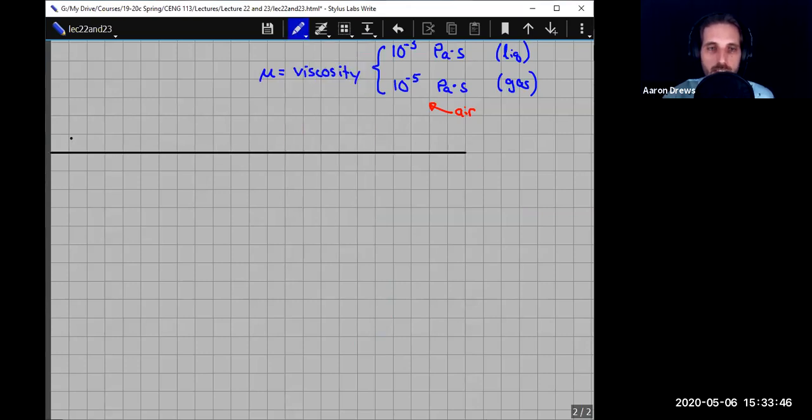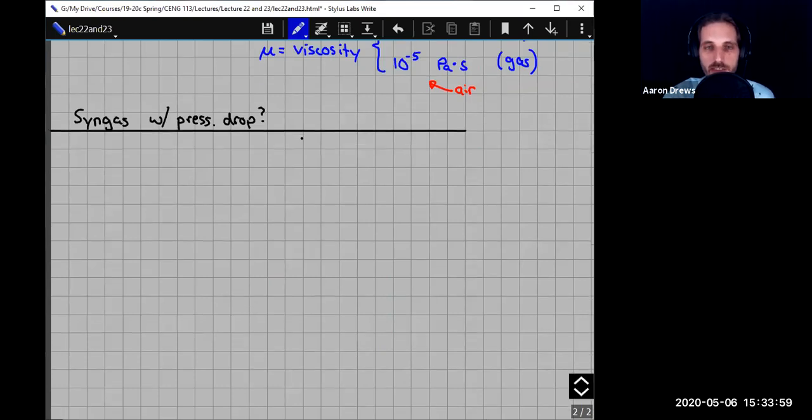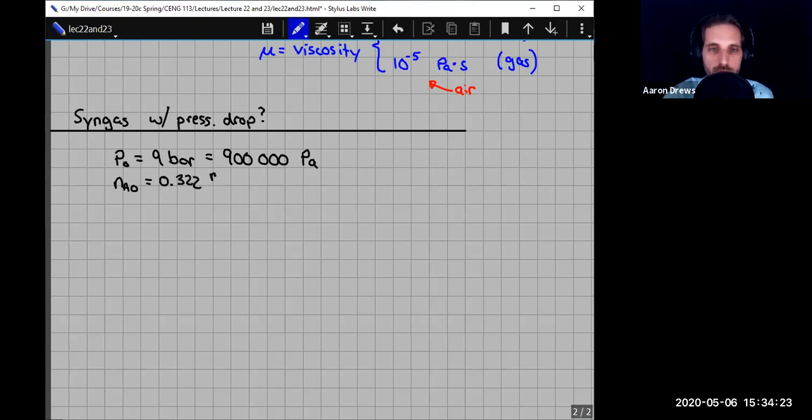So let's look at syngas, but now with pressure drop. That's another way of saying a non-isobaric system. It's going to not be isobaric. A lot of the initial values are the same. So P0 was 9 bar. That's our inlet pressure, which is 900,000 pascals. Our Na0 is 0.322 moles per second.